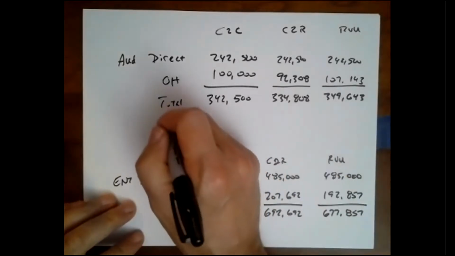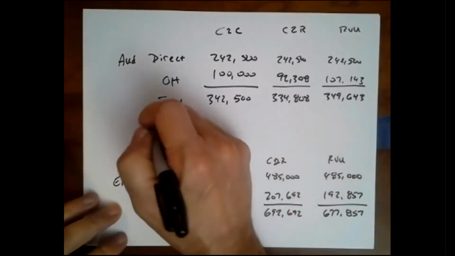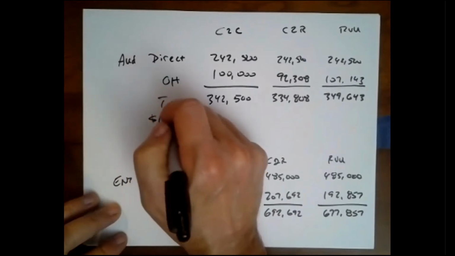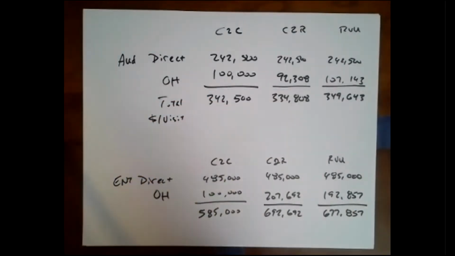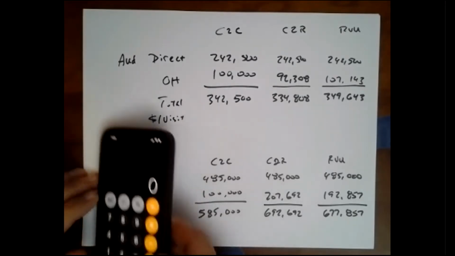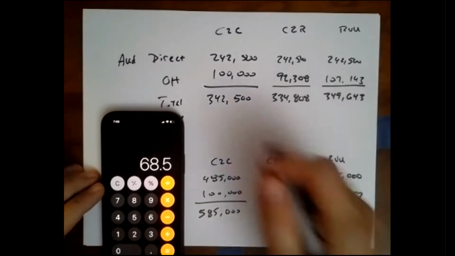They have 5,000 visits, right? So if we want to calculate the cost per visit, we simply take each of these numbers and divide them by 5,000, right? This is not super high level math. So 342,500 divided by 5,000 gives us 68.50.